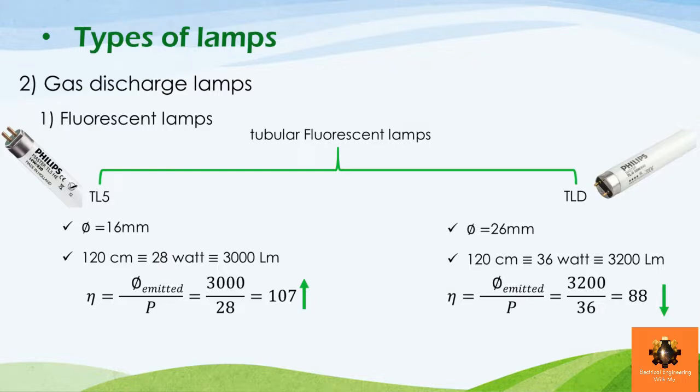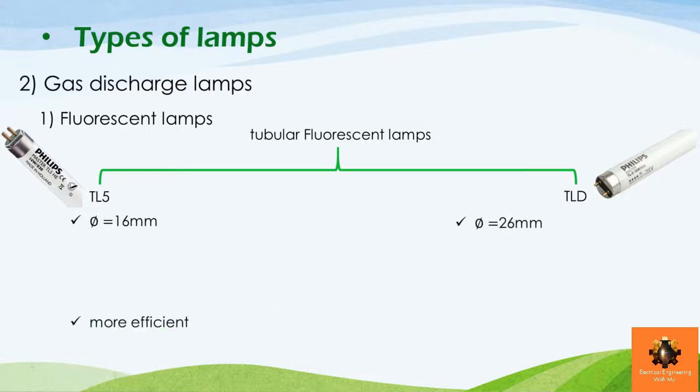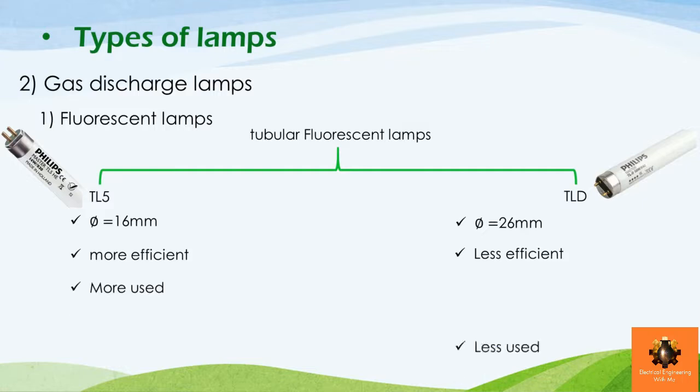So we can conclude that the TL5 is more efficient than the TLD, or it has a higher efficacy than the TLD. And due to the larger efficacy of the TL5 type, it's used much more than the TLD, or the TLD is less popular and the TL5 is the much more popular one in lighting applications.